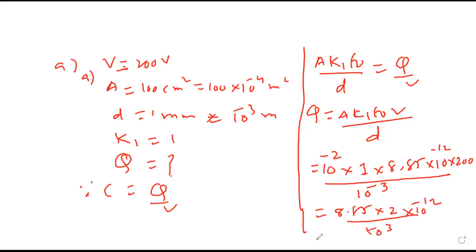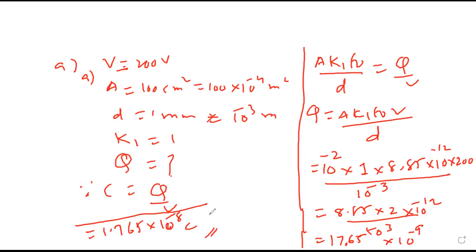Correct, it is matching. I made some mistake last time. 2 into 5 is 10, 2 into 8 is 16, carry 1, 16 plus 1 is 17. After the 2-digit decimal, into 10 raised to minus 9. Perfectly right. 1.765 into 10 raised to minus 8 coulomb. Okay. Yes. Copy the first part, then I am doing the second part for you.